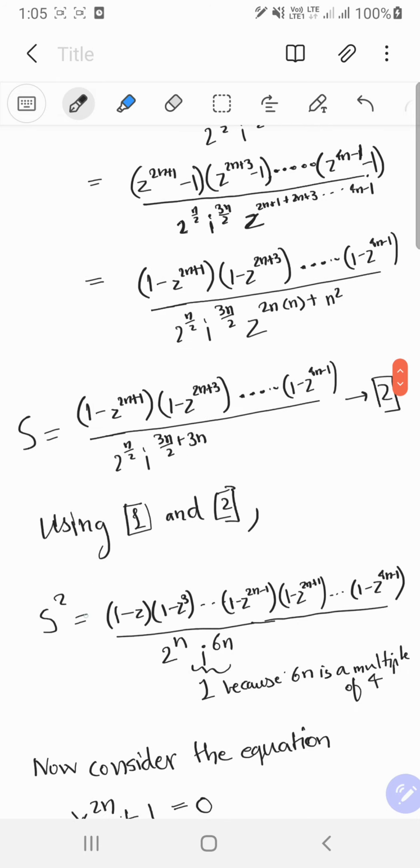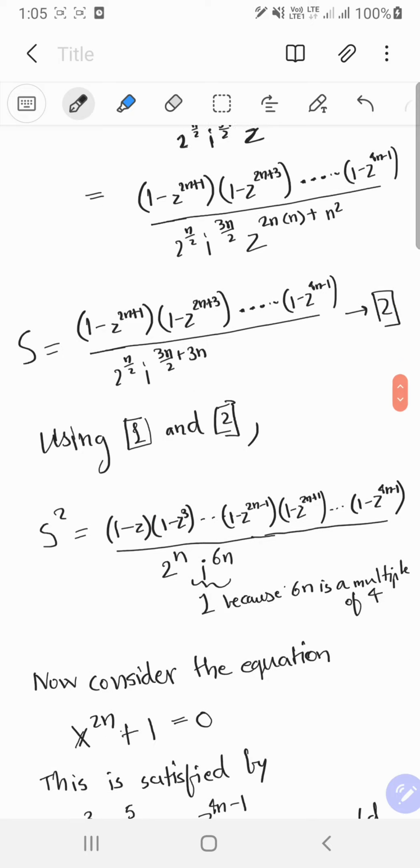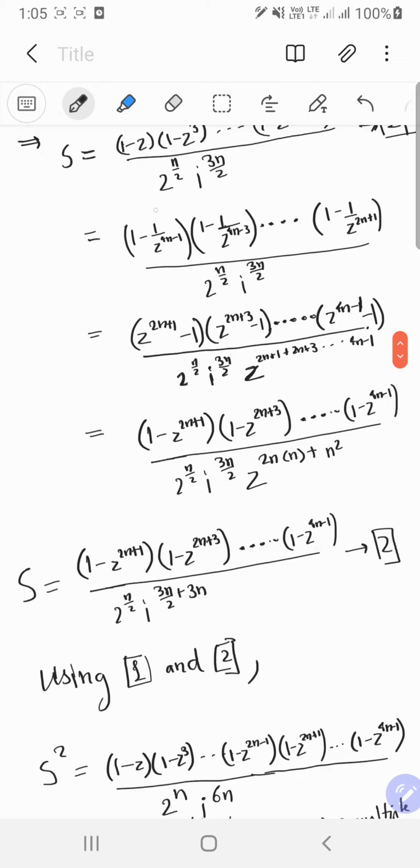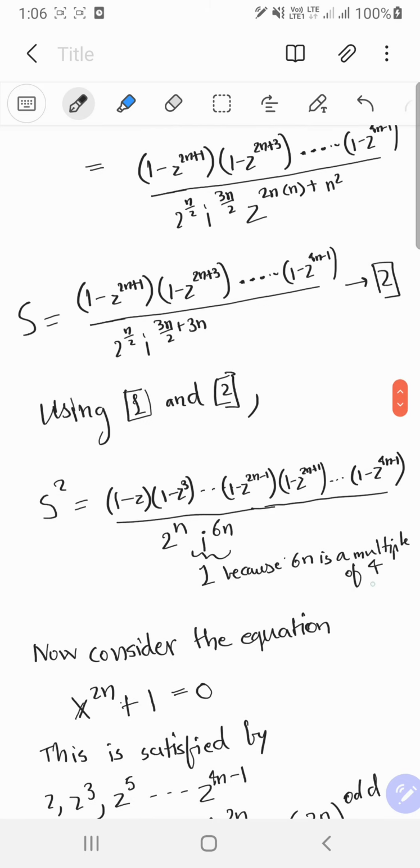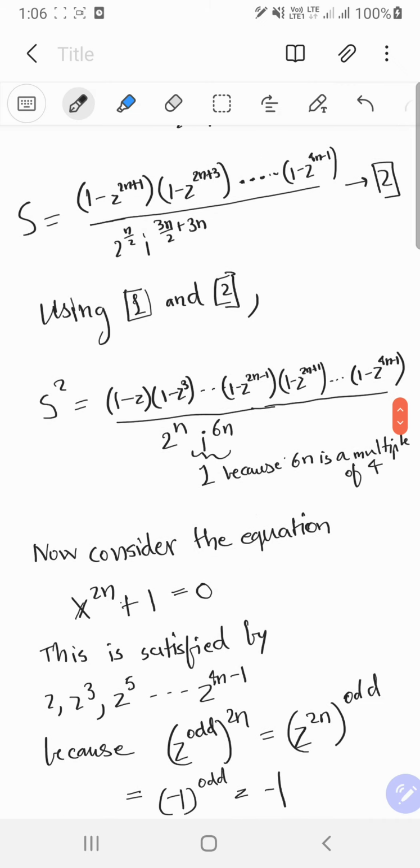All right, cool. So this should be 1 minus z cube all the way till 1 minus z power 4n minus 1 upon 2 power n by 2, 2 power n by 2, that's 2 power n, and this thing 3n by 2, 3n by 2, 3n plus 3n is 6n. So 6n is a multiple of 4 because n was even, so 6n is definitely a multiple of 4, which means iota power 4 and that to power some integer. Okay, so that means it's just going to be 1. So we can just ignore this thing, right? So s squared is this thing.